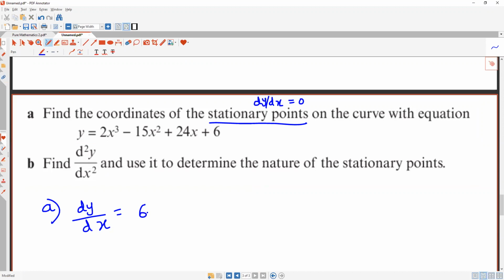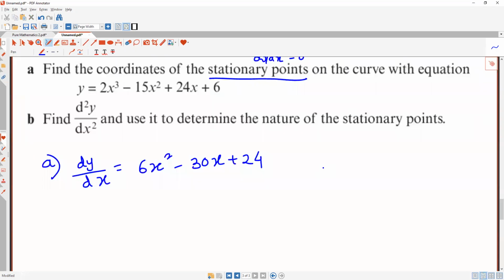So dy by dx is 6x square minus 30x plus 24. Okay, so now you have to write dy by dx equals 0. Guys, find this in your calculator and tell me what is it, or do whatever method. I'm not solving this because you guys are supposed to know how to solve it. Is it x minus 1, x minus 4? Guys, what is it? Tell me. Yes, x minus 1, x minus 4. Okay, fine.